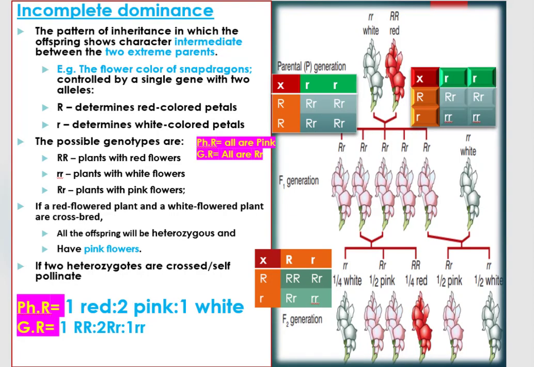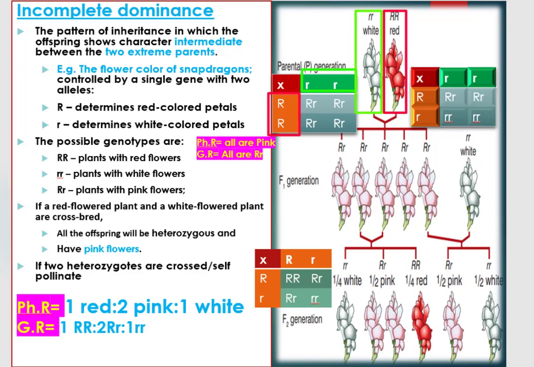The third form of allele expression is incomplete dominance. Incomplete dominance means the pattern of inheritance in which the offspring shows a character intermediate between the two extreme parents. For example, the flower color of snapdragons is controlled by a single gene with two alleles: allele capital R, which determines red colored petals, and allele small r, which determines white colored petals. The possible genotypes of these organisms are capital R capital R, which stands for plants with red flowers, small r small r, which determines plants with white flowers, and capital R small r, which determines plants with pink flowers.